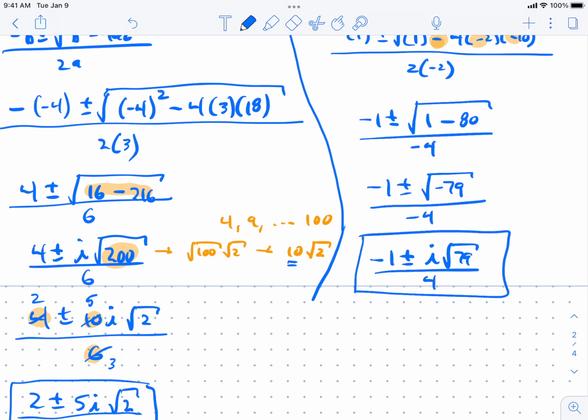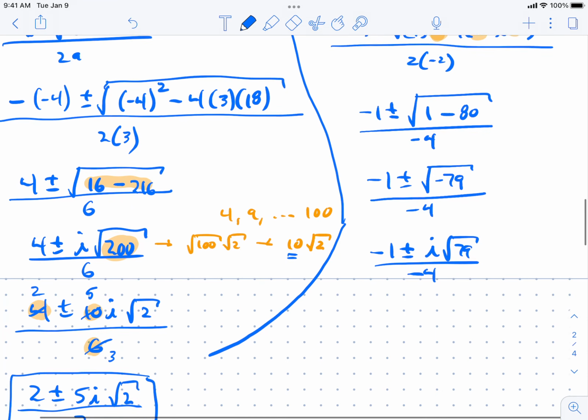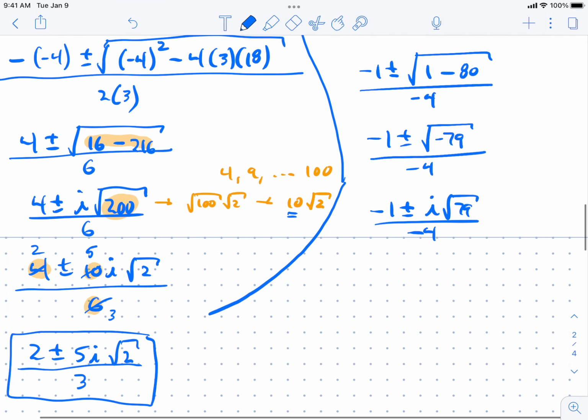Oh, wait a minute. Hold the boat. I made a little mistake there, didn't I? That says negative 4. Whoa, Nelly. That's a negative 4. Okay, don't make mistakes like I do. So anyway, okay, so this isn't done.